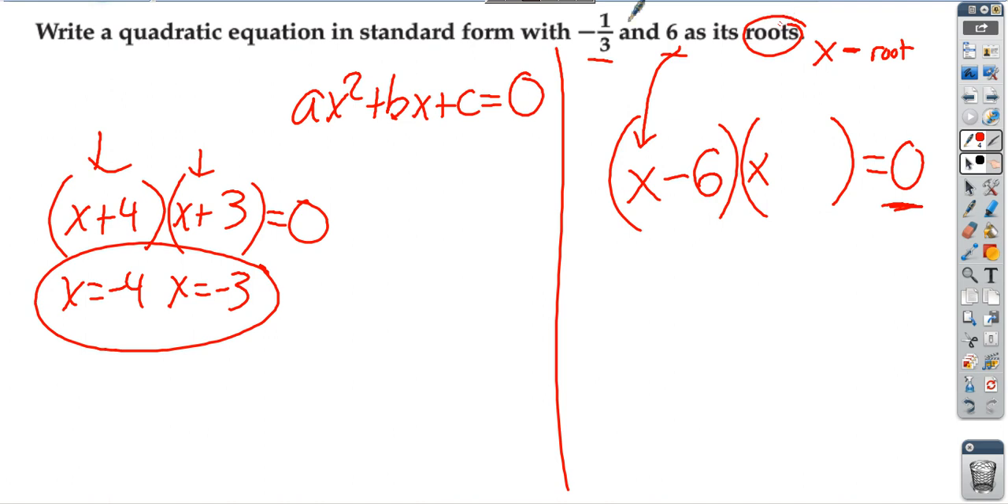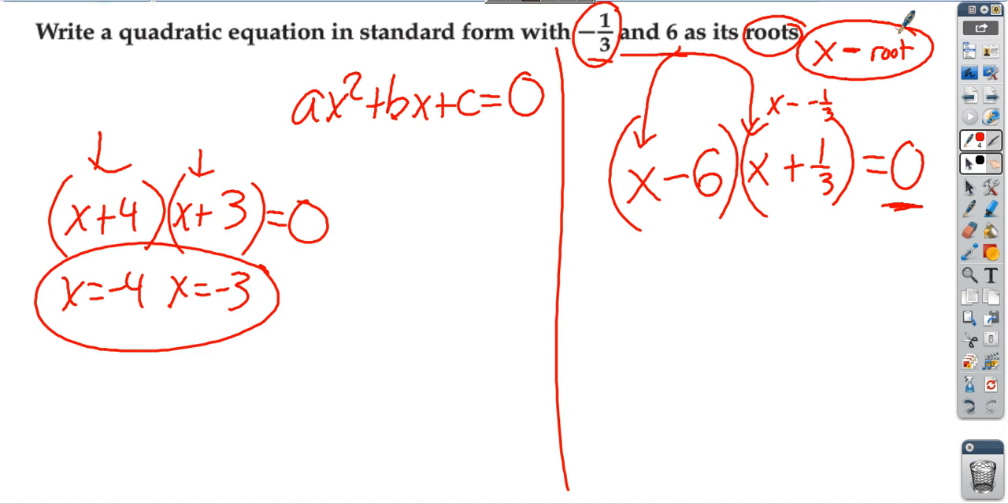Okay, if we follow that same pattern for negative 1/3, if you plug in negative 1/3 right here, negative 1/3 plus 1/3 would be 0. That's another way of saying x minus negative 1/3, because remember, it's always x minus the root.